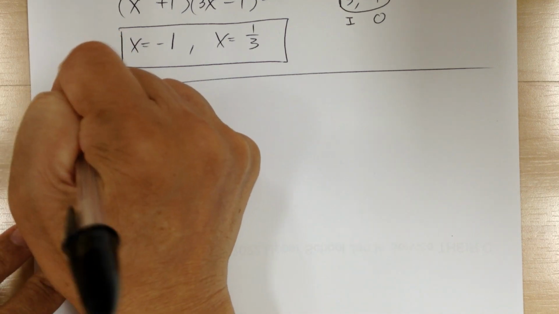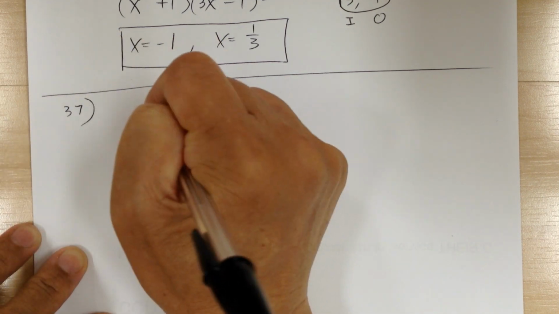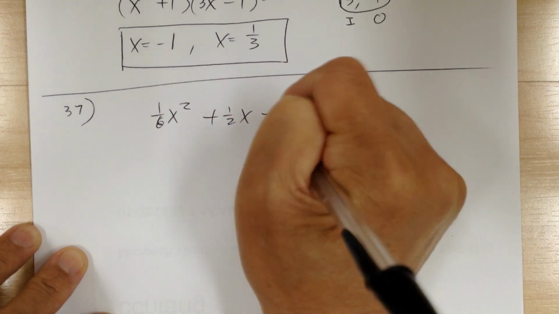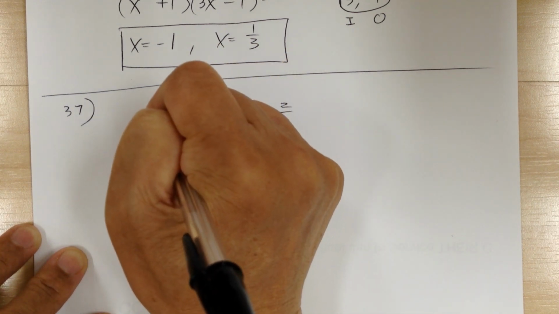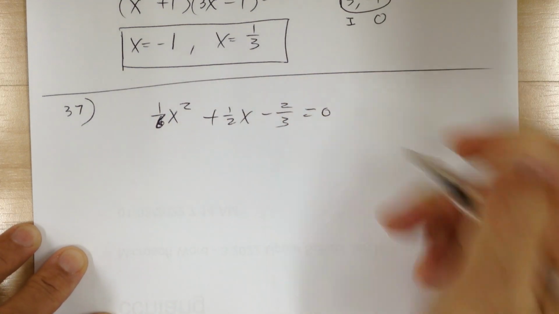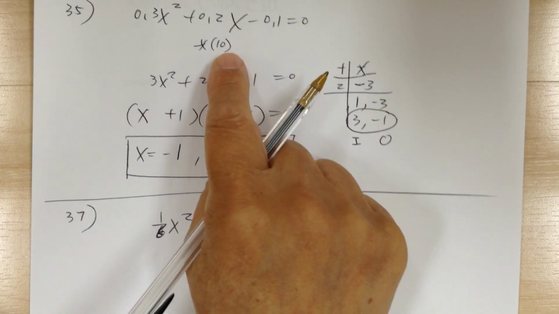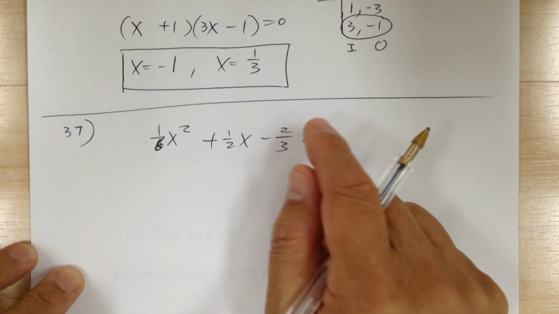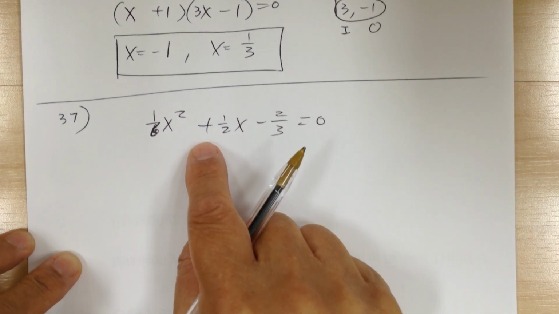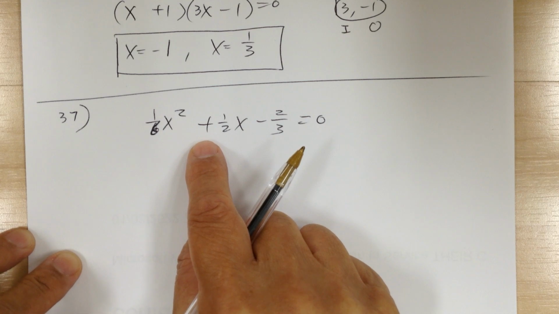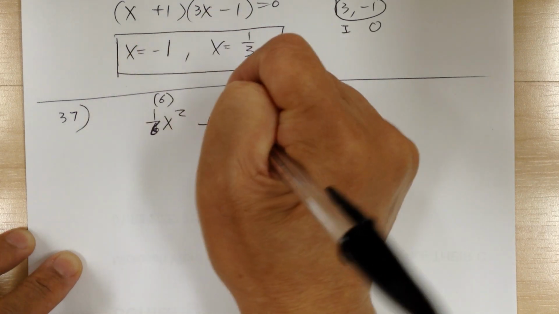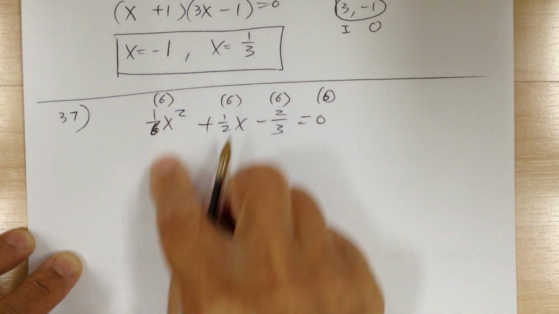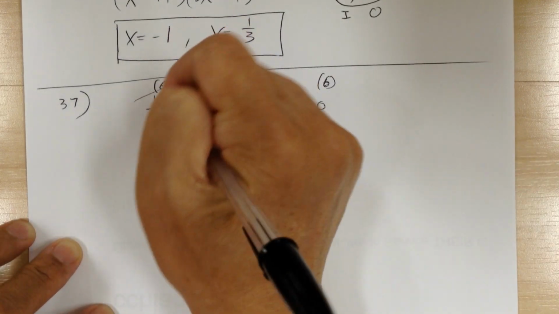Okay, number 37, we got 1/6 x squared plus 1/2 x minus 2 over 3 equal to 0. So when you have decimal, multiply to get rid of the decimal. When you have fraction, multiply to get rid of the fraction. So you want to multiply by the LCD, the least common denominator. So multiply by 6. Okay. Again, write it down. It helps you to visualize, and it also helps you to cancel out.